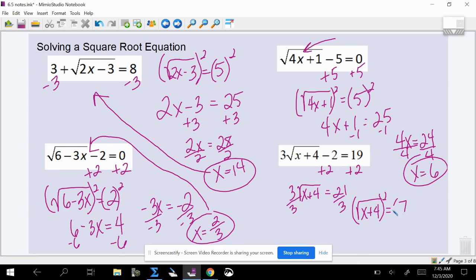Square both sides to get rid of the square root. So you're left with x plus 4 equals 7 squared, which is 49. And subtract 4. So my answer for that one is 45. And again, if I put 45 where the x is, I would see that both sides are equal to each other. So those are basic level 1 square roots. Isolate, square both sides, and then get the x by itself to get your answer.